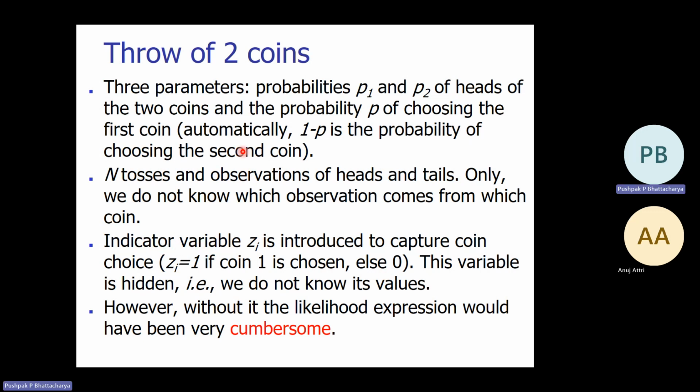If you're wondering why all this discussion is towards the Baum-Welch algorithm for learning the parameters of the hidden Markov model, the transition probability and the observation probability: the indicator variable Zi is introduced to capture the coin choice. Zi equal to 1 if coin 1 is chosen, otherwise 0. This variable is hidden. That is, we do not know its values. However, without it, the likelihood expression would have been very, very cumbersome.